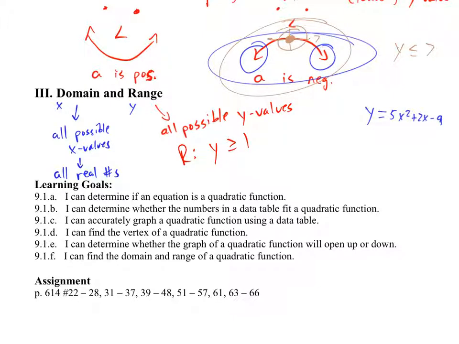Domain will always be all real numbers. So, and you could, for this one, do a d colon if you wanted to. But that's it for this section. Is that all right? Sure.